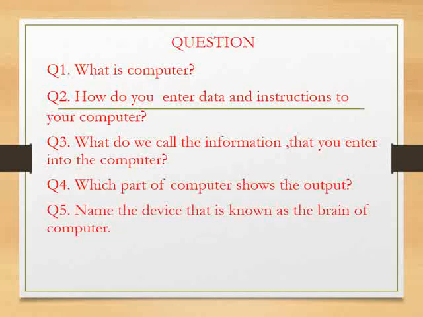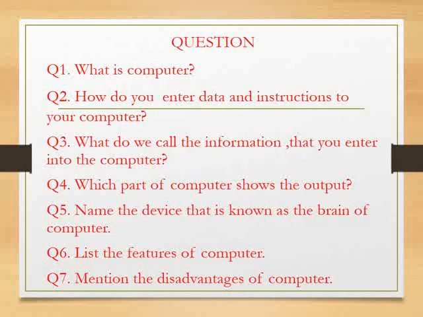Name the device that is known as brain of computer. CPU. Yes, CPU is known as brain of computer. List some features of computer. So, which are the features of computer? That are speed, accuracy, multitasking and so on. So mention the disadvantages of computer. The disadvantages of computers are like zero IQ, high cost, and it also needs electricity. So these are the various disadvantages of computer.